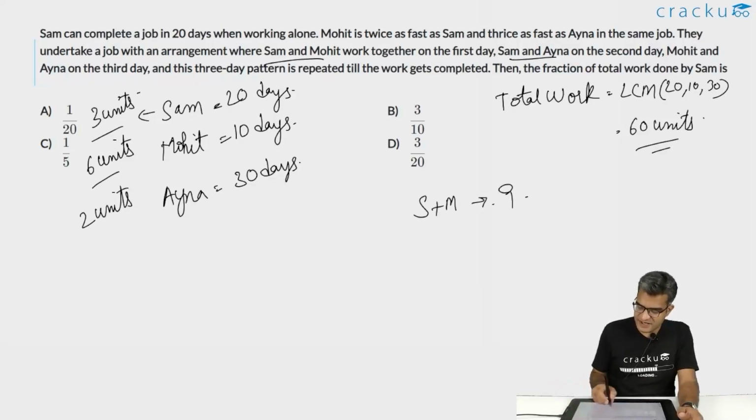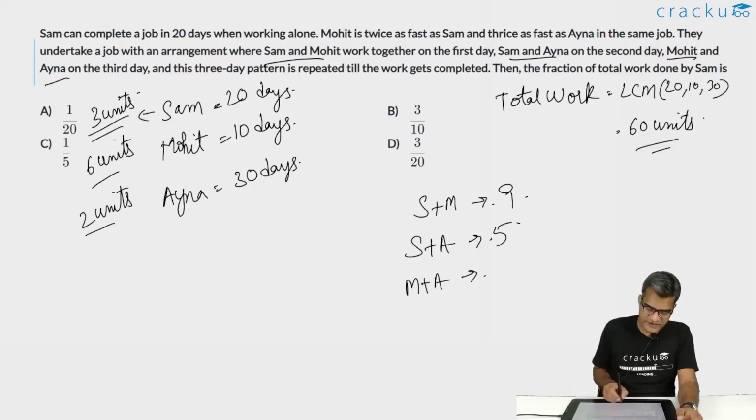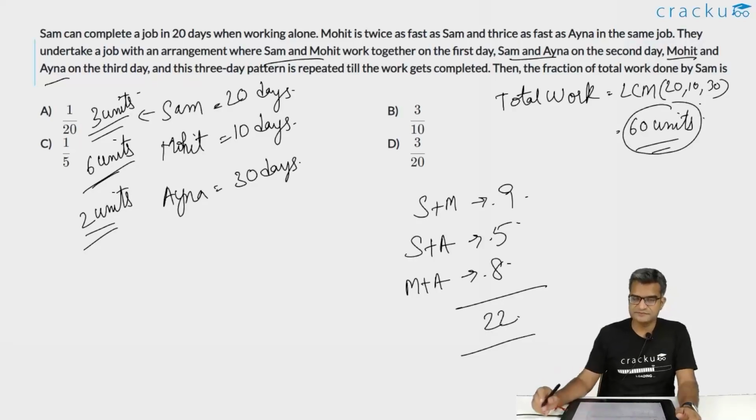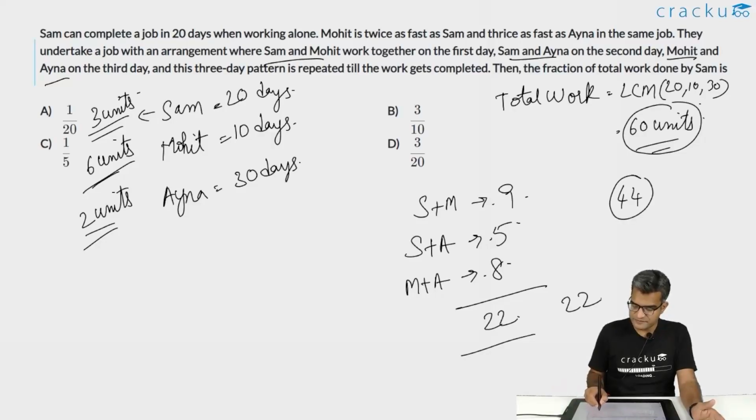The second day Sam and Aina work. And they would do 3 plus 2, which is 5 units of work. And in the third day Mohit and Aina work. Mohit and Aina in one day would finish 6 plus 2, which is 8 units of work. So in the first 3 days in this pattern, they would do 9 plus 5 plus 8, which is 22 units of work. The total work that needs to be done is 60 units. So the first 3 days, they do 22 units of work. The next 3 days, they do another 22 units of work. So total done is 44.